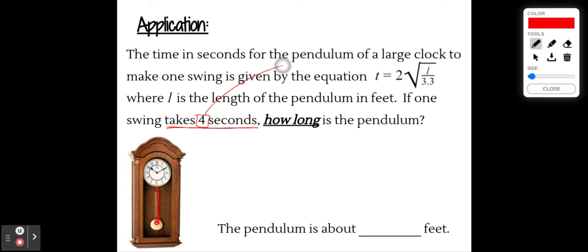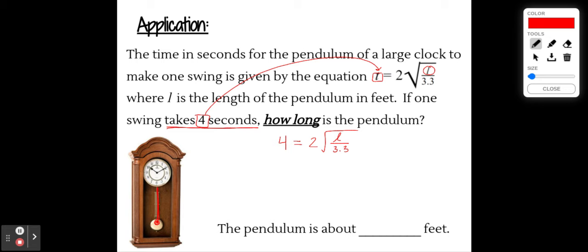So we know that time is 4 seconds. So we're going to replace the t in our equation with a 4. And let's go ahead and rewrite it. We have 4 seconds equals 2 times the square root. Now this right here is an L, so I'm going to make it in cursive so you guys can tell there's my L, length of the pendulum divided by 3.3. Okay, so here is my equation.